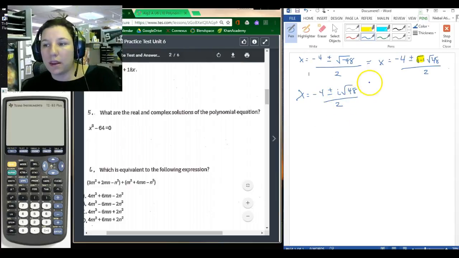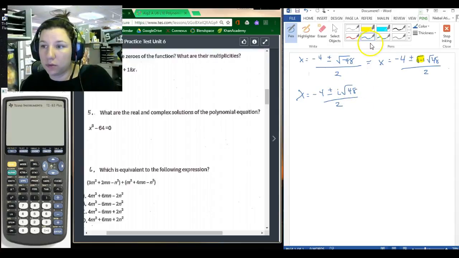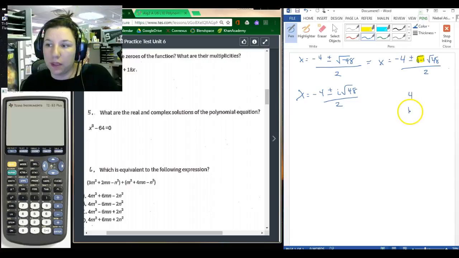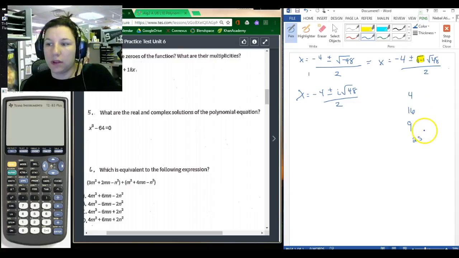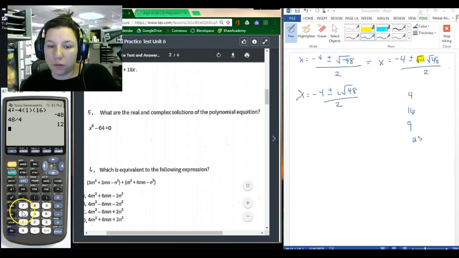Okay, and now we want to simplify the square root of 48. I know I want to be taking the square root, so we're trying to find if we can rewrite 48 as a set of factors that has a perfect square in it. For example, our perfect squares are 4, 16, 9, 25, right? Because 2 times 2 is 4, 4 times 4 is 16, 3 times 3 is 9. So do any of these fit into 48? The 4 does, right?